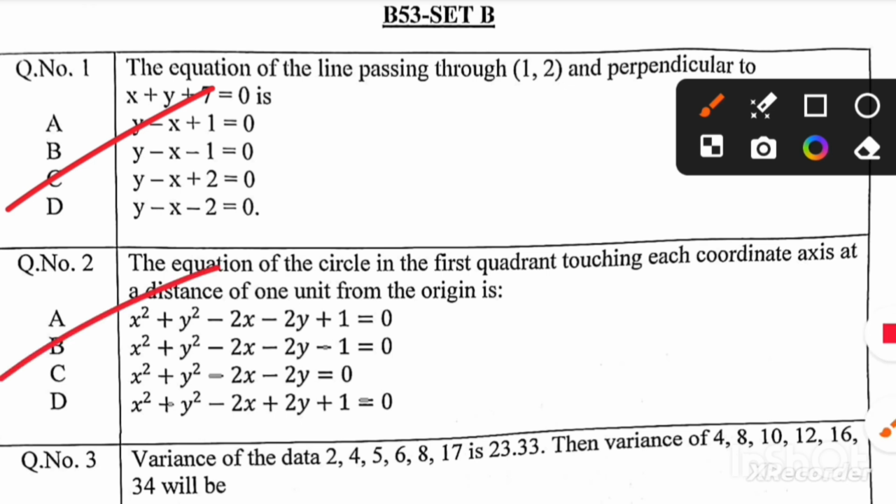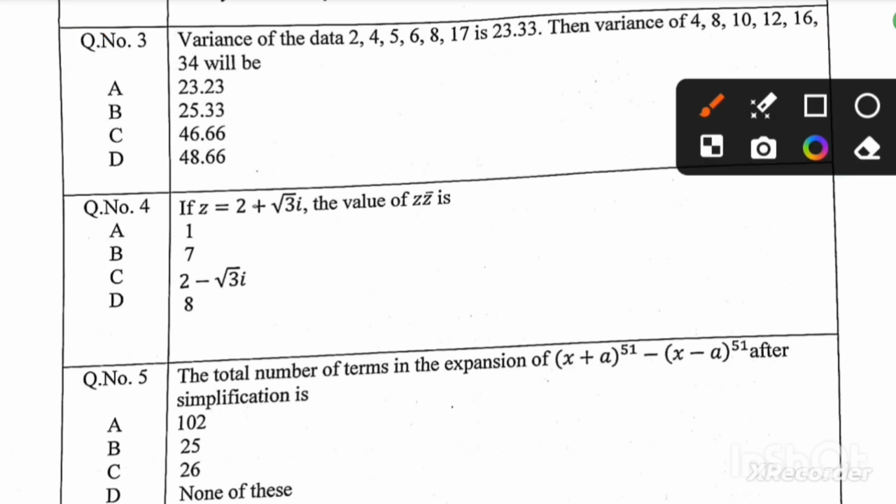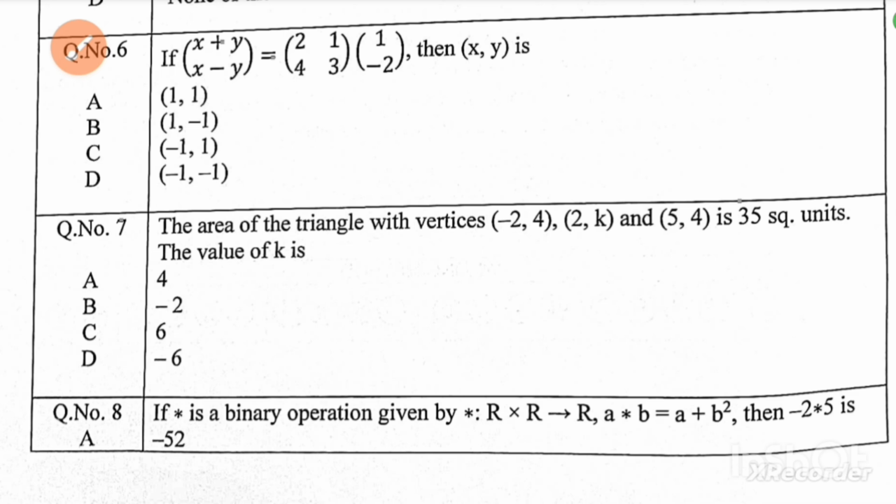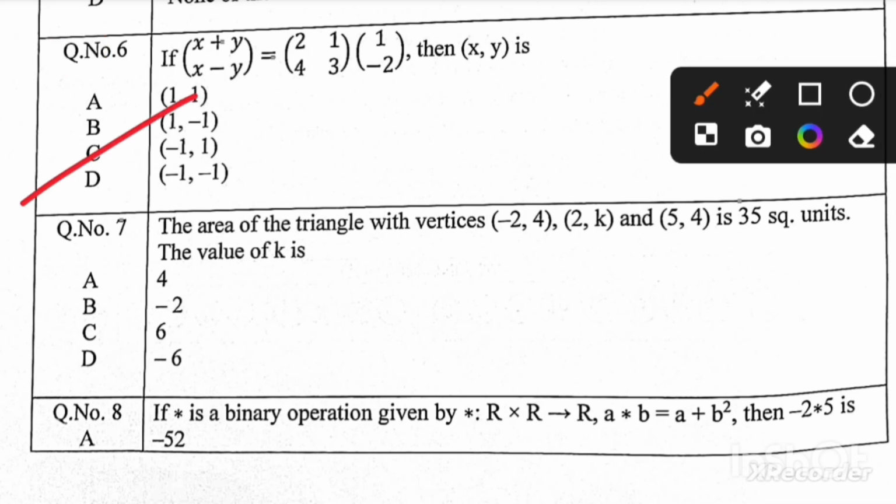Option A. Question number 3. The variance of the given data will be 46.66. Then question number 4. The answer is 7. Then 5. The total number of terms in the expansion after simplification is 26. Question number 6. The value of x and y is -1 and 1.